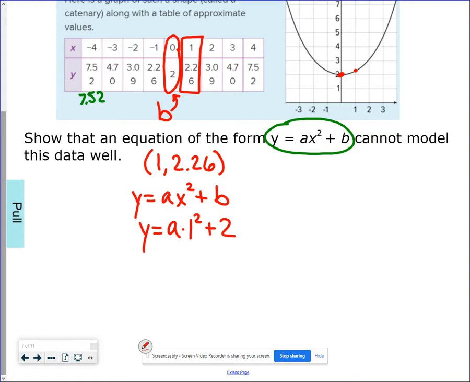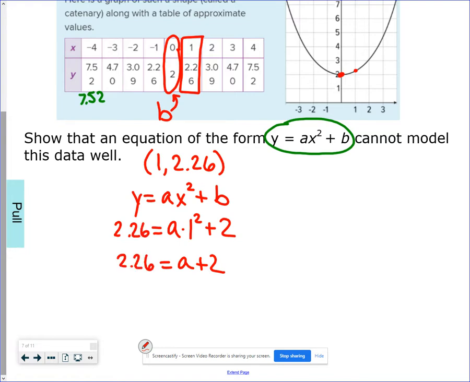All right, well, 1 squared is just 1, times a is just a. I'm sorry. Oh, and I forgot. I totally forgot. We have to put in the y number also. We have a y number because we're trying this ordered pair. We're going to see if this works. So this is 2.26.